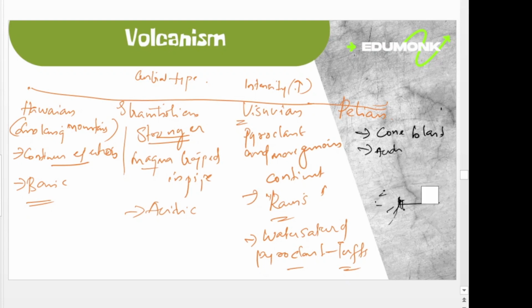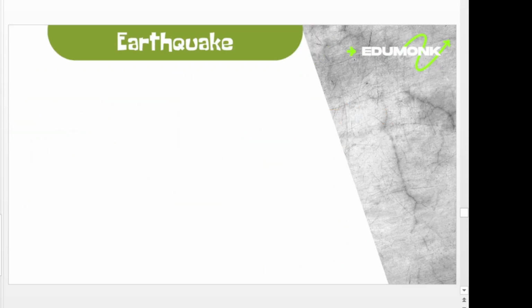This is the usual thing in Pelian kind of volcanoes. For example, we can say Mount Krakatoa, Mount Martinique. These are Pelian kind of volcanoes. Then we can move to the next topic, earthquake.